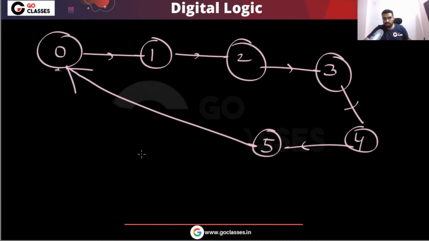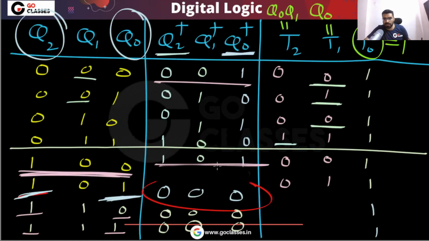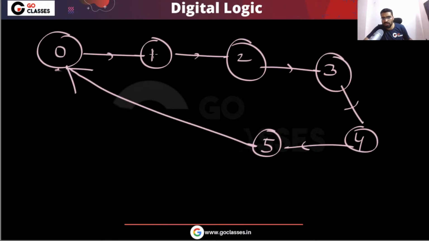Now tell me, what is the modulus of this counter? You can notice, very simply, that from 0 you go to 1, 2, 3, 4, 5, and then from 5 you go to 0. So what is the modulus of this counter?